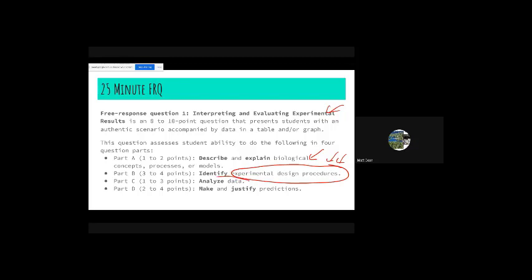You're going to be asked to analyze the data, probably make some kind of claim about what the data mean. And then you're going to have to make and justify predictions. This is probably going to be a 4-part question, up to 10 points. That's what the first question is going to look like, with a 25-minute time limit.